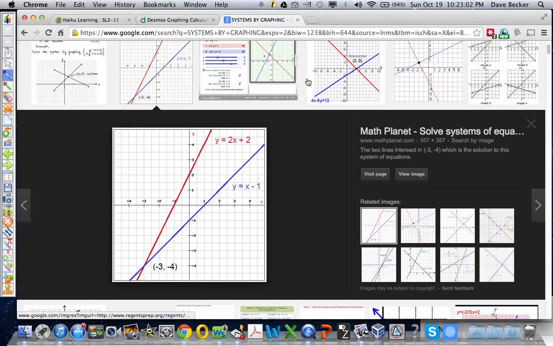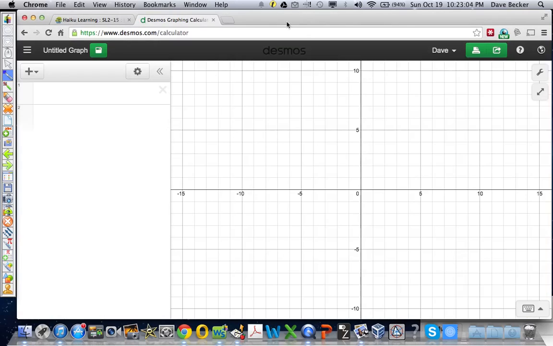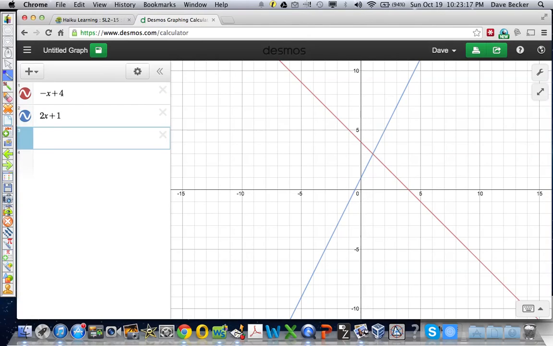On Desmos, oops, saw my secret there, same thing. I'm going to put in negative x plus 4, it's a little easier on Desmos, and I hit enter, and then 2x plus 1, enter. And then you just have to move your mouse and get real close to the intersection point. You see how it's right there, and you click, and it'll find it for you. And there's 1, 3. You just click right on the intersection.